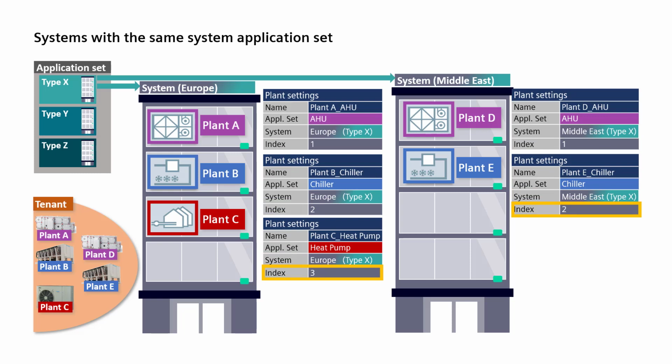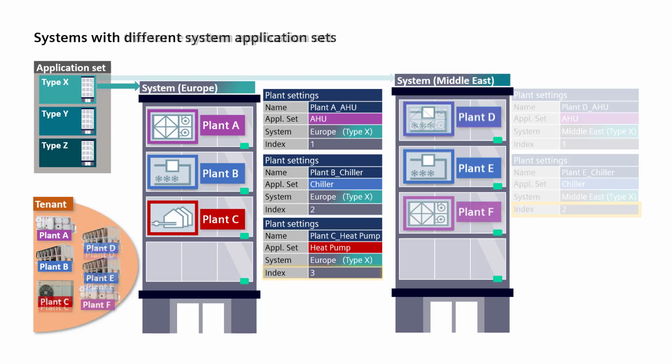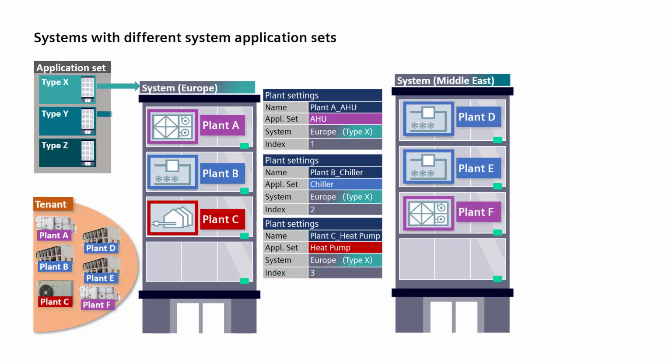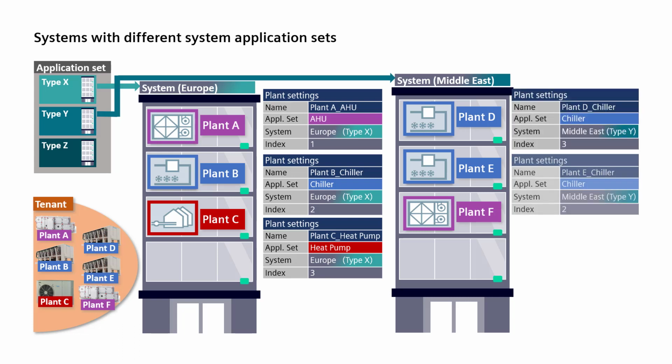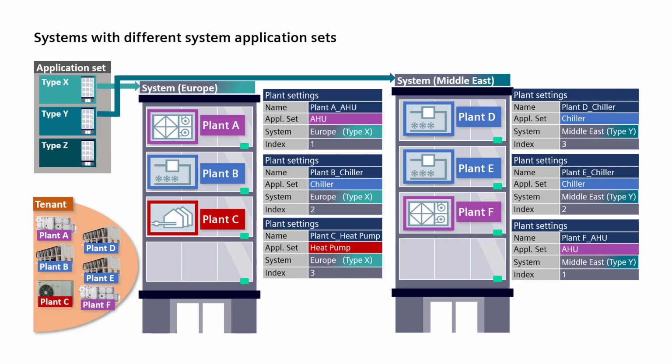These indexes are the key to displaying the data point correctly in the system dashboard when the same system application set is used. Let us consider another example, where the system to the right is assigned to another system application set of type Y. In this case, the index numbering is not decisive. Basically, the index depends on the system application set. Once these settings have been completed, a system dashboard can be created.